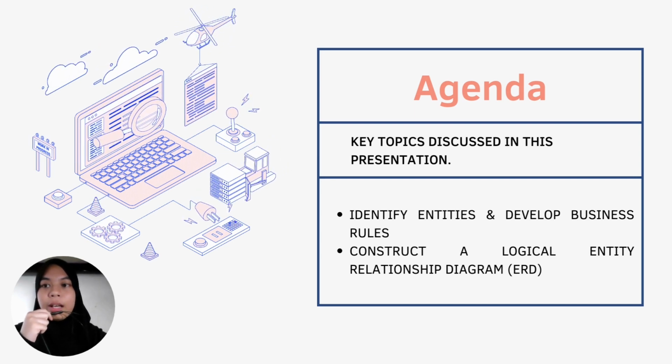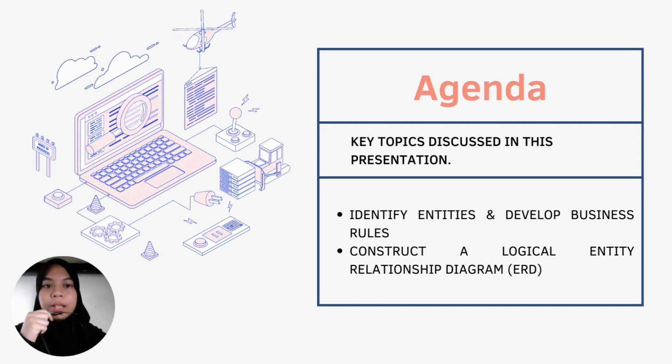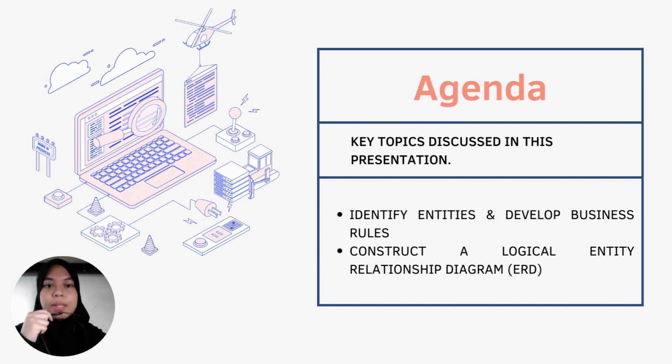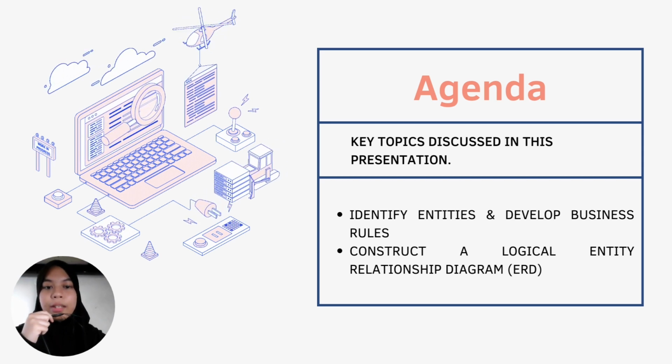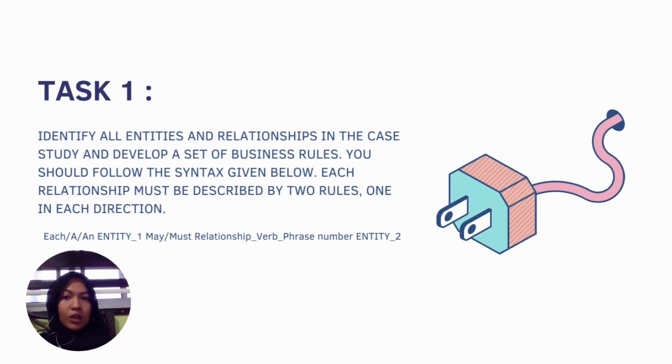The agenda for our group project are to identify entities and develop business rules. Second, we will construct a logical entity relationship diagram (ERD). Okay, for task one, we should identify all entities and relationships in the case study and develop a set of business rules. You should follow the syntax given below. Each relationship must be described by two rules, one in each direction.